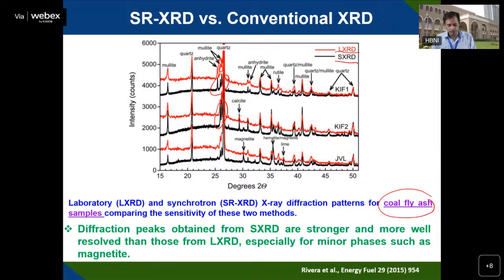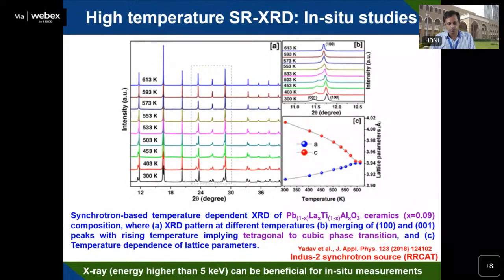Diffraction peaks obtained from synchrotron XRD are stronger and better resolved than those of laboratory XRD. Especially, you can detect minor phases like calcite here, which you are not able to get in laboratory XRD, and this manganite. So you are able to find that type of information, additional trace elements, whatever they are.